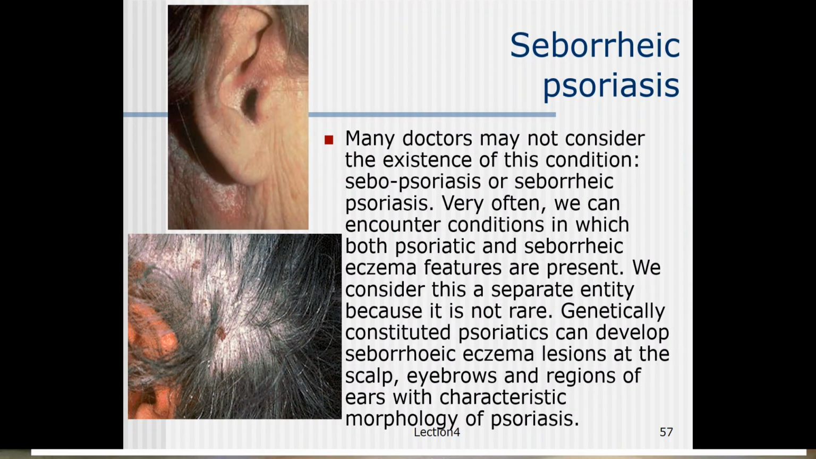Seborrheic psoriasis. Many doctors may not consider the existence of this condition. Very often we can encounter a condition in which both psoriatic and seborrheic eczema features are present. We consider this a separate entity because it is not rare. Genetically constituted psoriatics can develop seborrheic eczema lesions at the scalp, eyebrows, and regions of the ears with characteristic morphology of psoriasis.